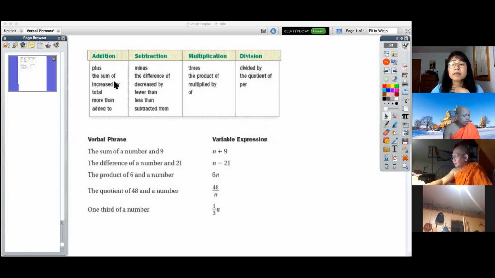Okay, these are the words. You need to write it down or copy it down or take a photograph.